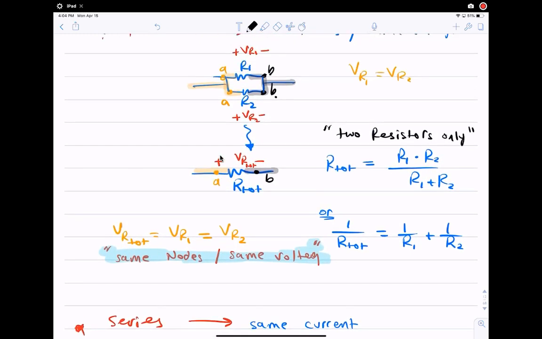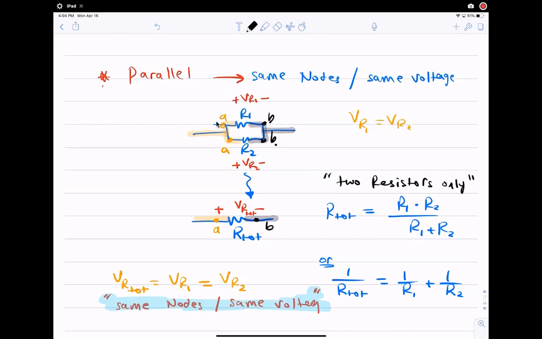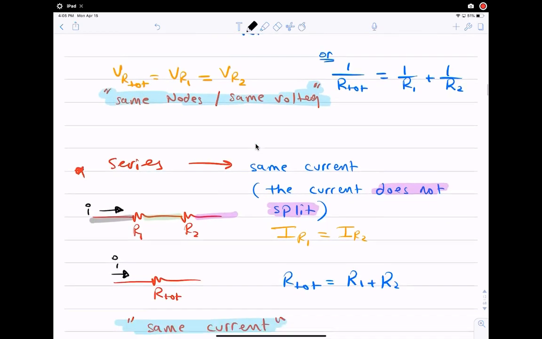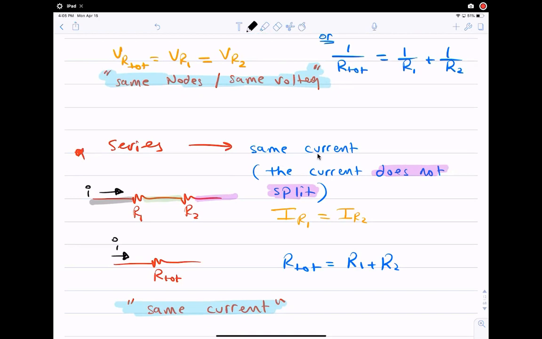While here in the parallel combination, when I send a current to this junction, it will split. Some of it would go up, some of it would go down. So this is important. Same current, the current does not split. That means IR1 equals IR2. If I'm taking an R total, here it's simpler to calculate the R total. It's only the summation of R1 and R2, and the current would stay the same.